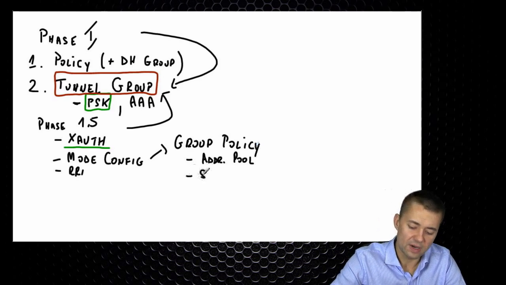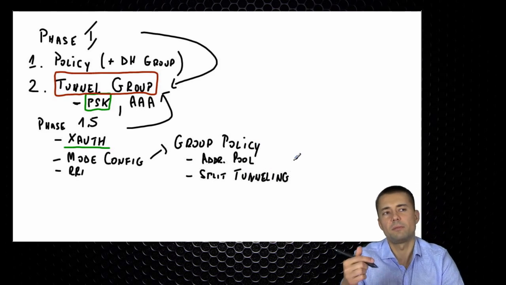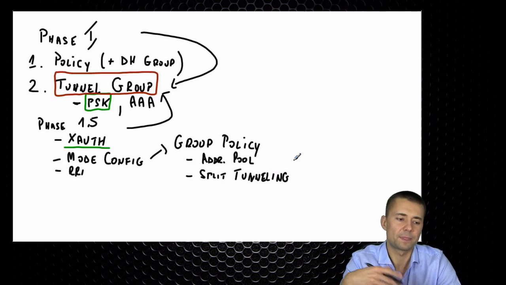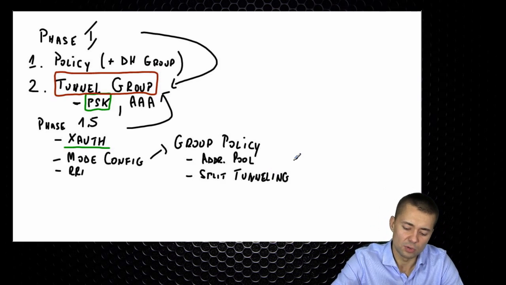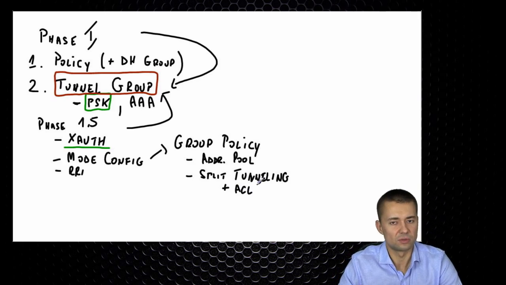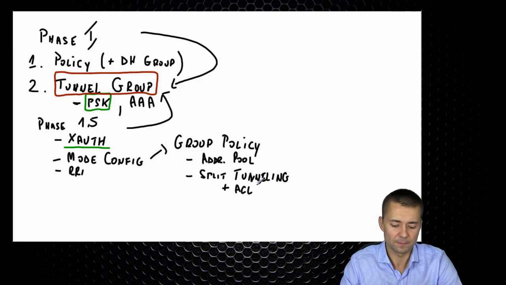I have an option to define my split tunneling policy. This will be a policy, and also optionally, if you have selected the tunnel specified method, you will also be able to define a split tunneling access list, which defines the subnets that you want to have reachable through the tunnel for the client. So the traffic that we want to encrypt, we want to send through the tunnel.